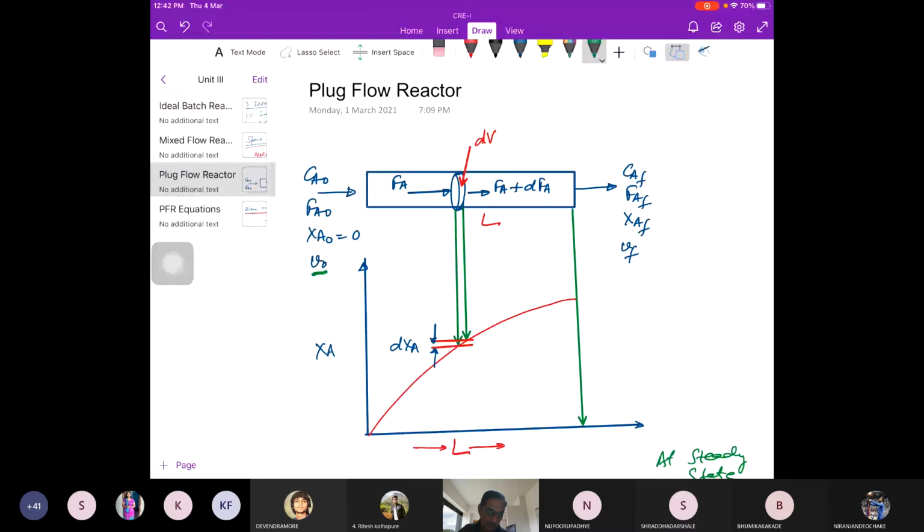So if you take any slice of this tube of volume dV, in this case we can write, because we are doing derivation now, feed flow rate as FA लिया हमने, यहाँ पर FA naught था but यहाँ पर FA रहेगा, and what comes out is FA naught plus DFA. DFA may be positive, it may be negative. Reactant लिया तो negative रहेगा, product लिया तो positive रहेगा. यहाँ पर reactant तो negative आएगा.